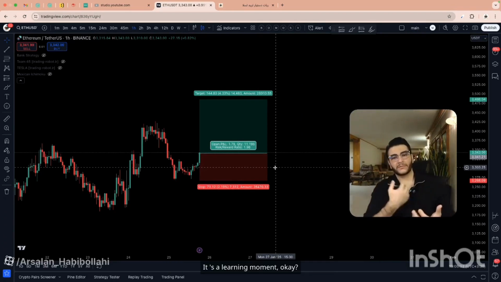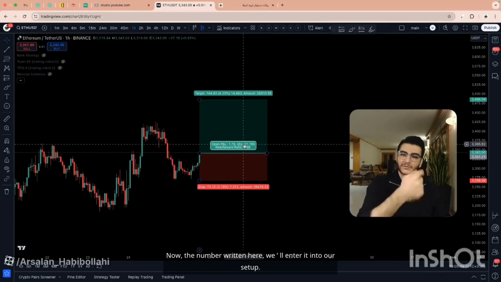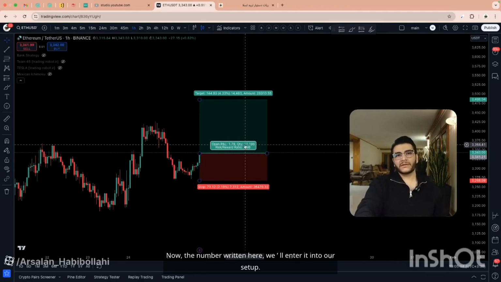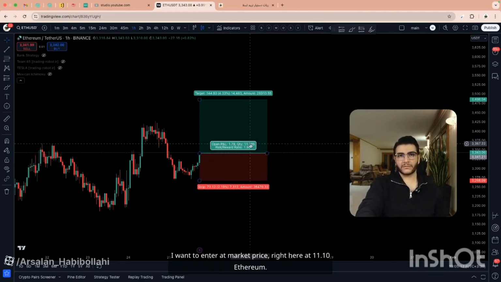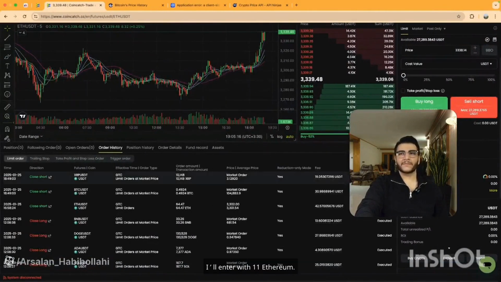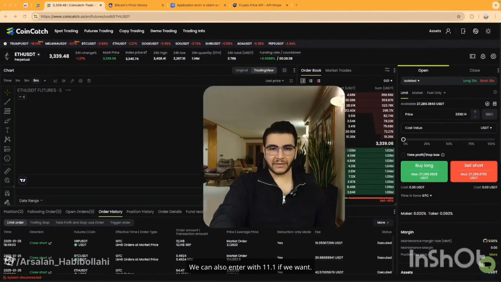It's a learning moment. Okay. Now, the number written here, we'll enter it into our setup. First, the entry point. I want to enter at market price, right here at 11.10. Ethereum. I'll enter with 11 Ethereum. We can also enter with 11.1 if we want.